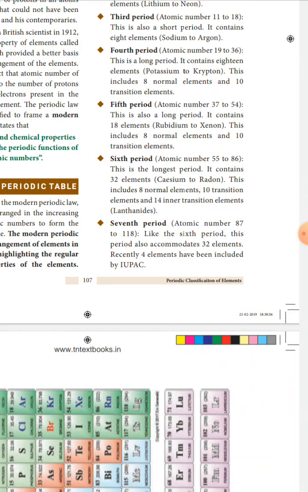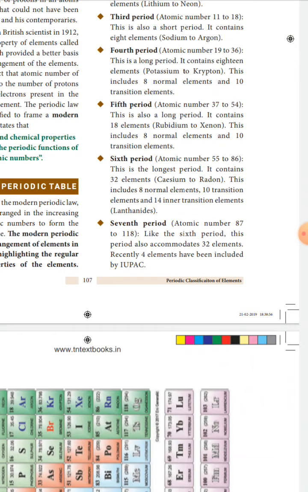In the fifth period, the first element is rubidium, then strontium, yttrium, zirconium, niobium, molybdenum, technetium, ruthenium, rhodium, palladium, silver, cadmium, indium, tin, antimony, tellurium, and iodine. The last, the noble gas, is xenon. So these are the 18 elements present in the fifth period of the modern periodic table. The fifth period contains 18 elements starting from rubidium to xenon. So fourth and fifth periods are called long periods.